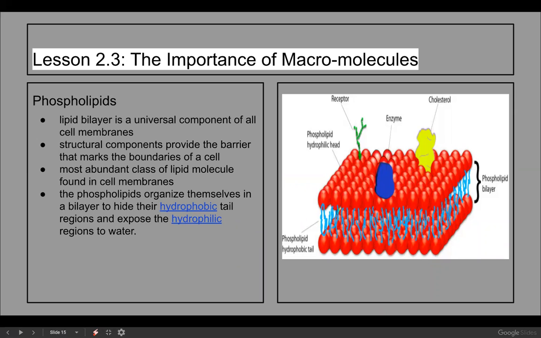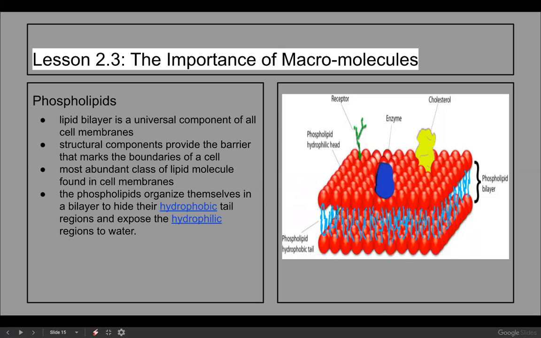Phospholipids. So here you see phosphorus chains. So here's one phospholipid. Here's another phospholipid chain. The lipid bilayer is a universal component of cell membranes. Structural components provide the barrier that marks the boundaries of a cell. It is the most abundant class of lipid molecule found in cell membranes.